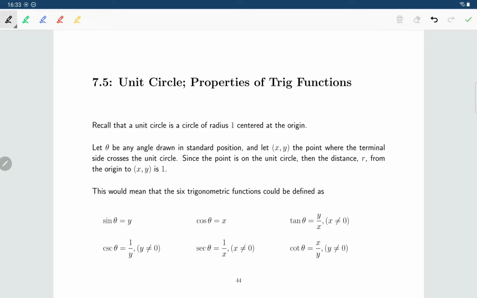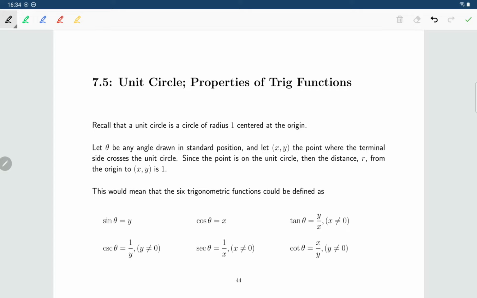And then, of course, we have our others. Cosecant and secant, the reciprocals of sine and cosine, 1 over y and 1 over x. And two of our functions are the same as before. Tangent and cotangent are both y over x or x over y, whether we're thinking about them in terms of being inside a unit circle or not.